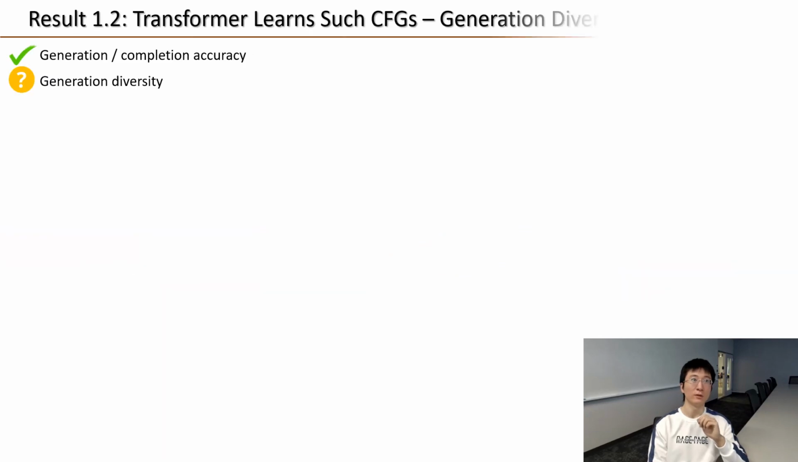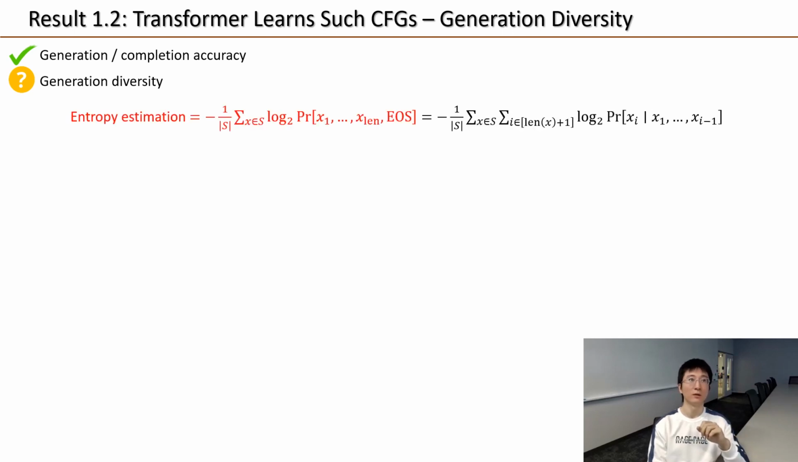So for instance, we had better also look at generation diversity. How to check generation diversity? There are at least 2 ways to do that. The first, more naive way, is to look at entropy. We can estimate the entropy of any distribution by using the sum of the log of the conditional probabilities of the sentences. We can do this estimation.